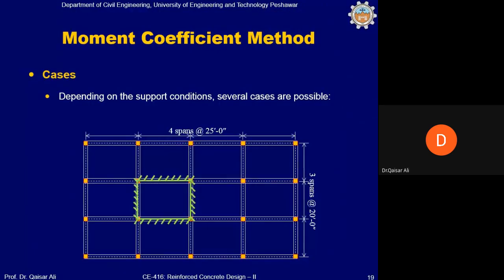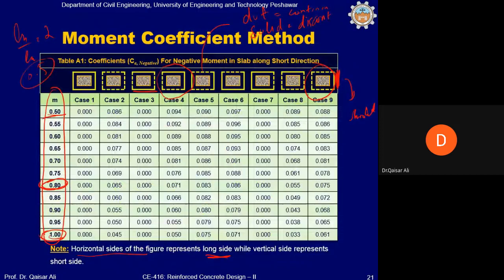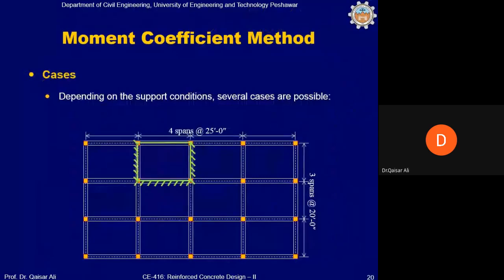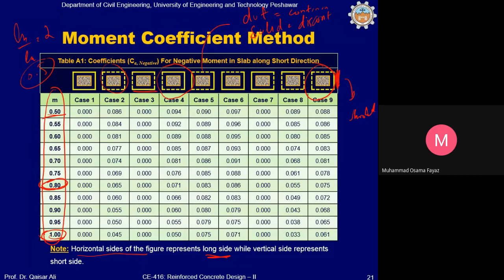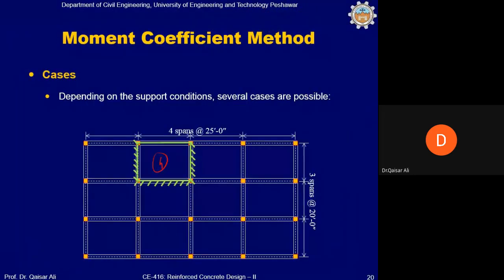What about panel 3? Case 2, sir. Yes, exactly, case 2. And what about panel 4? Case 8, sir. Yes, case 8, because the longer side is discontinuous in this case. Okay. Clear?